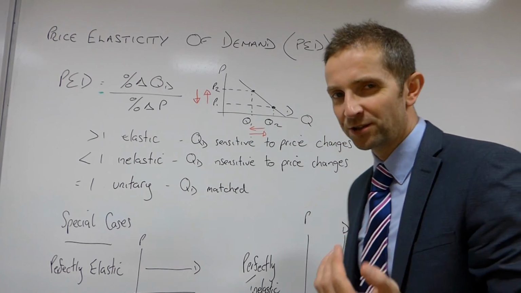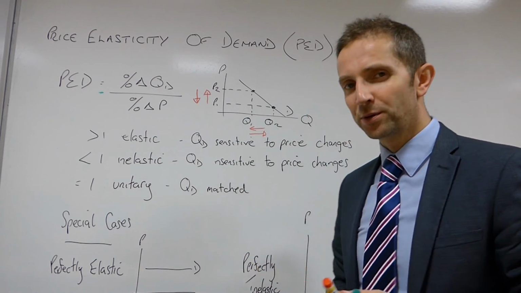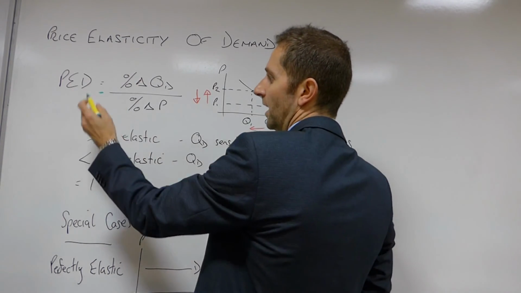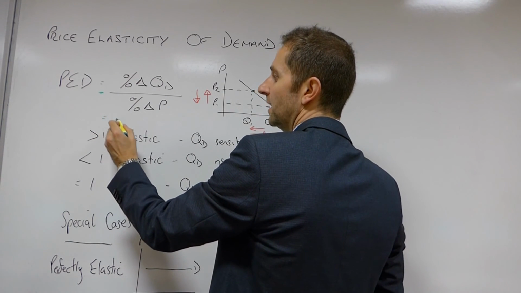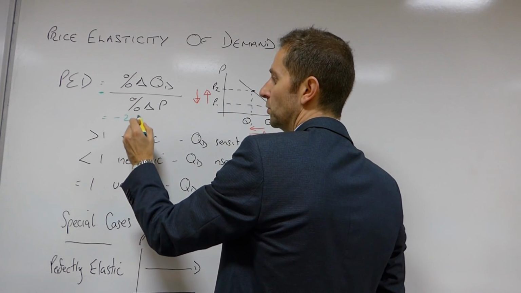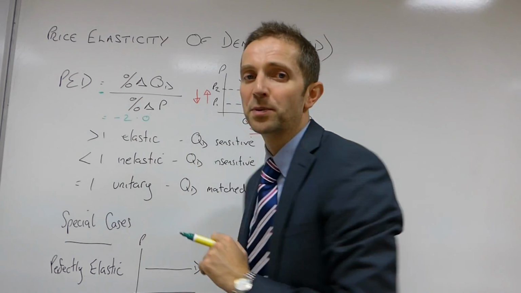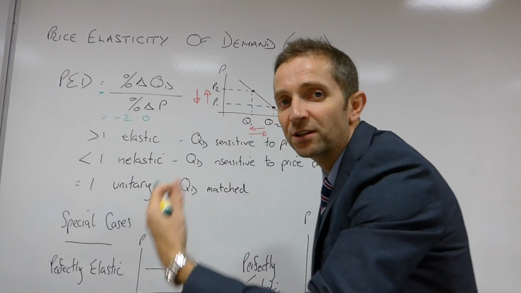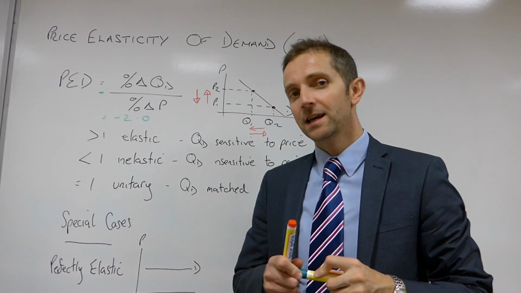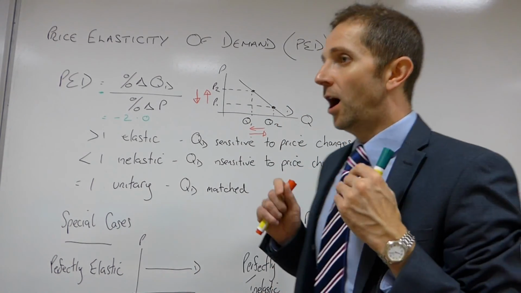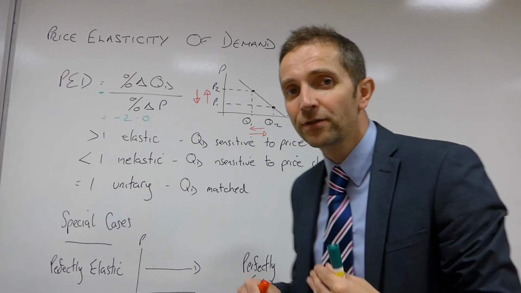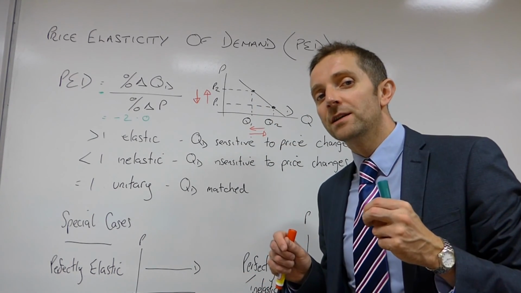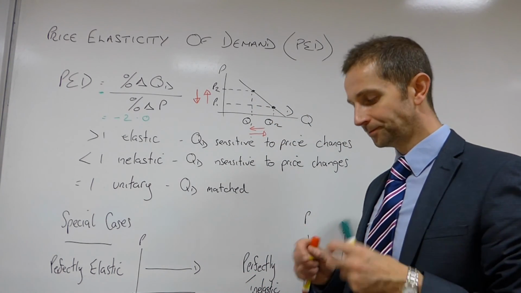However, and this is where it does get slightly confusing, if you are presented in your exam with a PED value and it says the PED is equal to minus 2.0, well, for the purposes of interpretation, you put your hand over the minus sign, you pretend it's not actually there in order to determine exactly how sensitive quantity demanded is to the change in price.